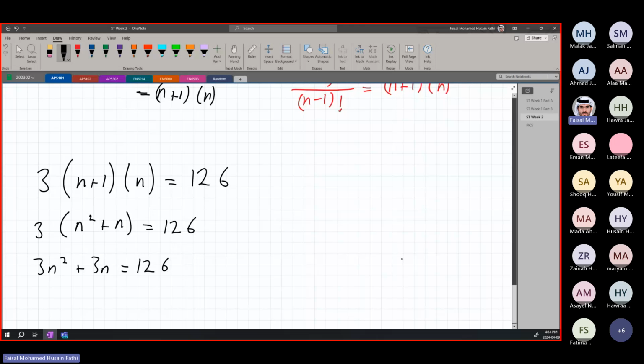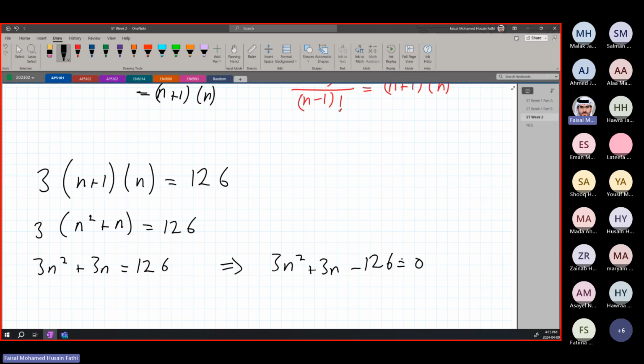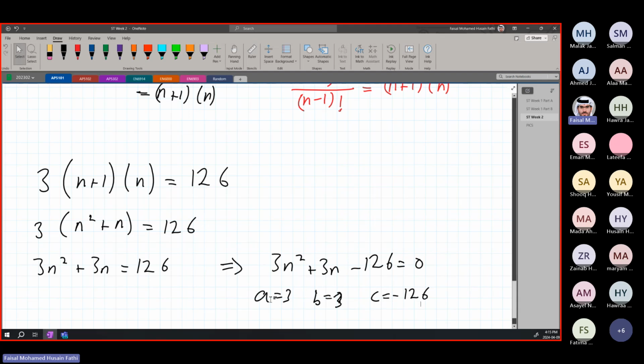This is a quadratic equation. You guys remember this from math 1. Just use mod 53 on the calculator and you will get your final answer. Remember, just a quick reminder, a equals 3, b equals 3, and c will equal minus 126. You'll just use mod 53, this is a, this is b, this is c, and we will solve it.